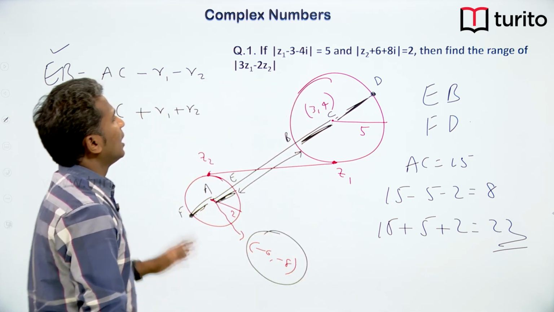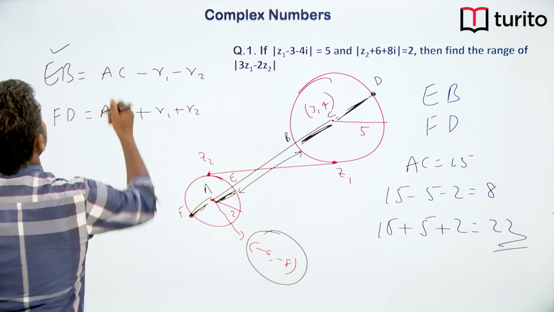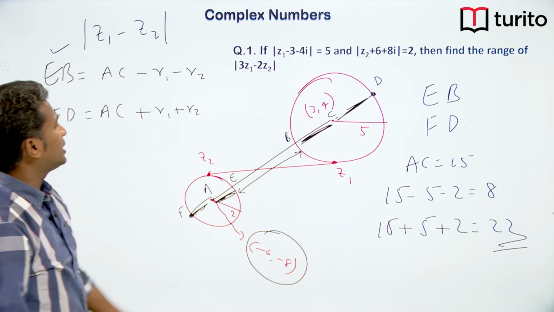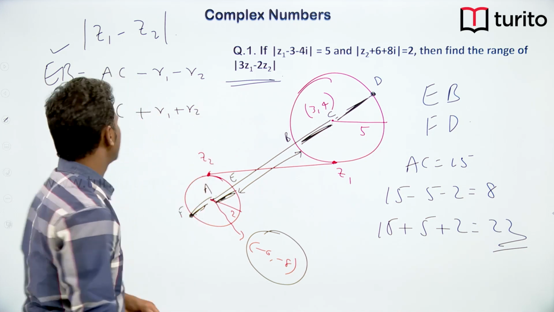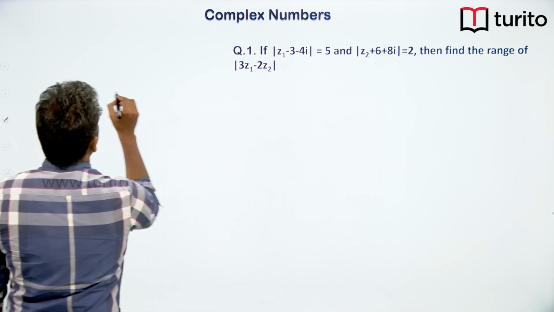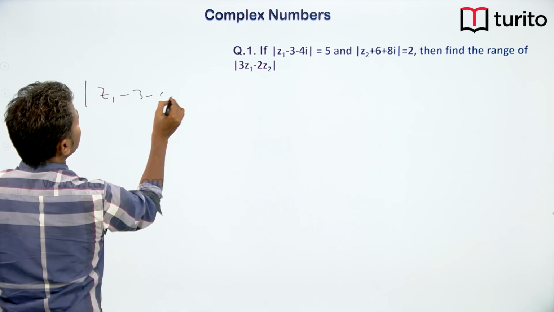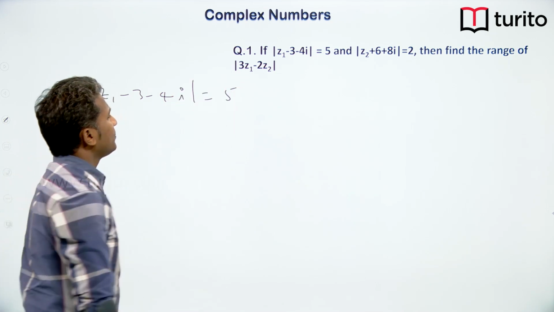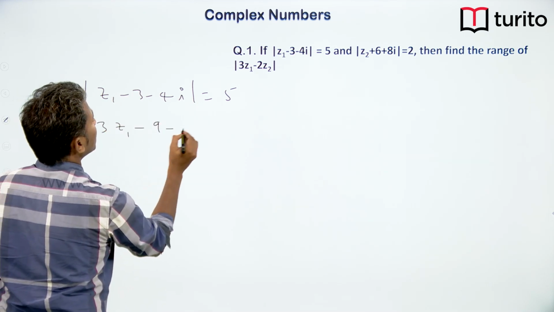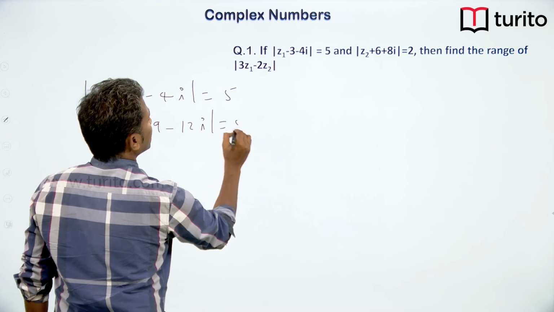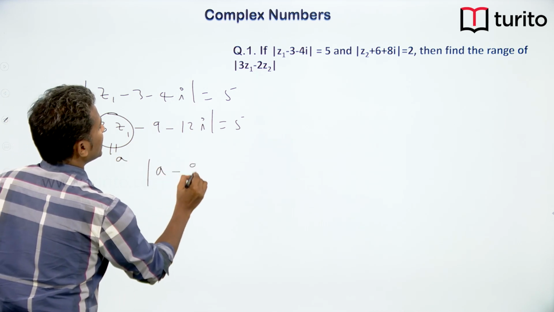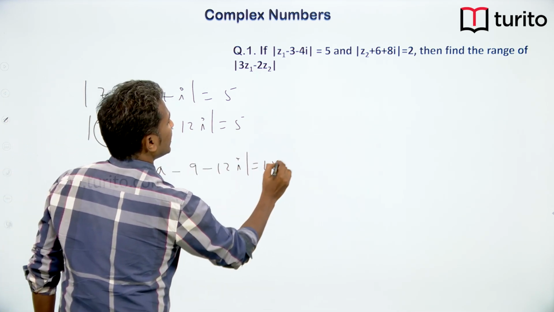Now, here I have explained the problem where we need to find the range of mod of Z1 minus Z2, but not this. Now, how do we proceed with this? For that there is a very simple idea. If we take the first equation, which is mod of Z1 minus 3 minus 4i equal to 5, and multiply this with 3, then we get 3Z1 minus 9 minus 12i, mod equal to 15. So, here I take this 3Z1 as A. That means this becomes mod of A minus 9 minus 12i equal to 15.